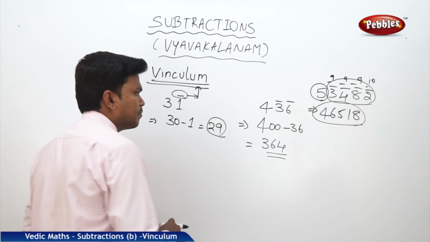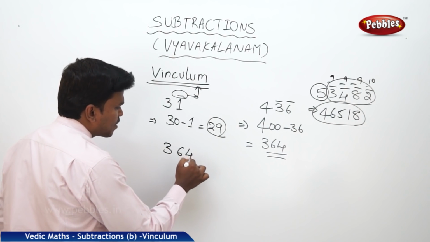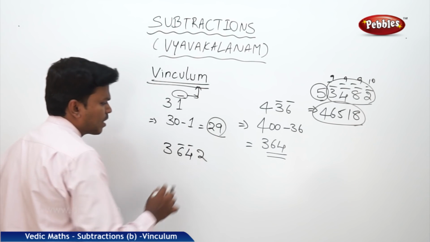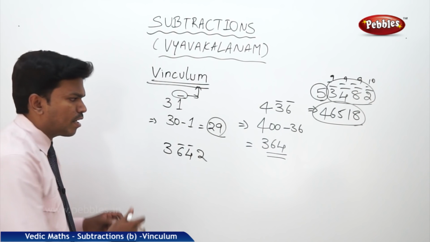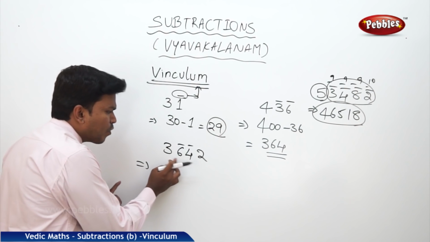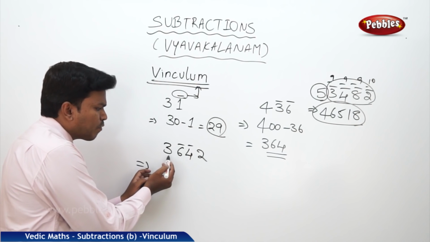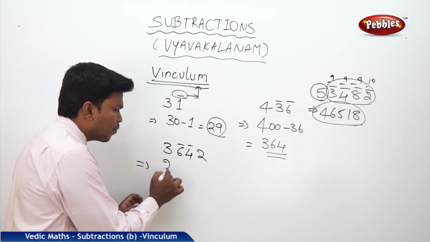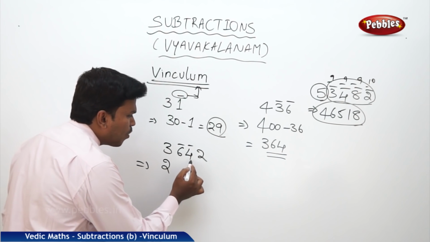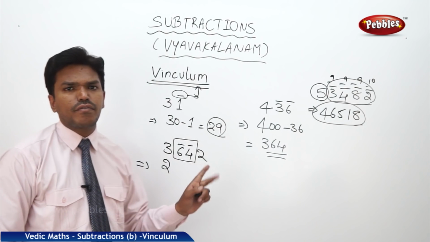Anyhow, one more example. Suppose a number is like this, 3 6 bar 4 bar 2. I want to convert this number into the normal way, right? Just now I said the number before the bar should be reduced by 1. So here, what is the number before the bar? 3. So 3 is reduced by 1. How much will it become? 2. But here the bar is only for 2 digits, that is 6 and 4.